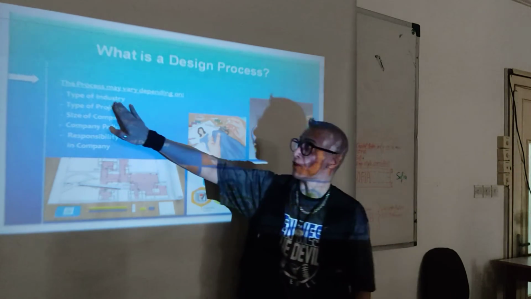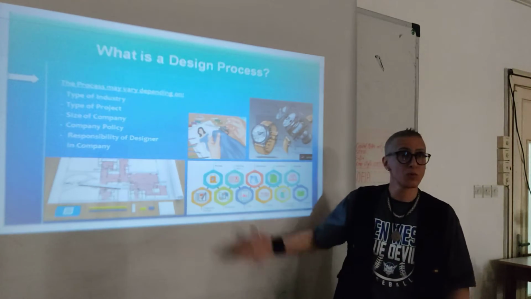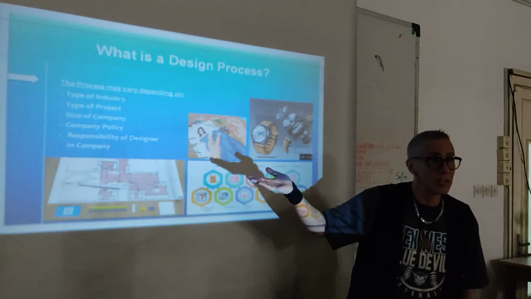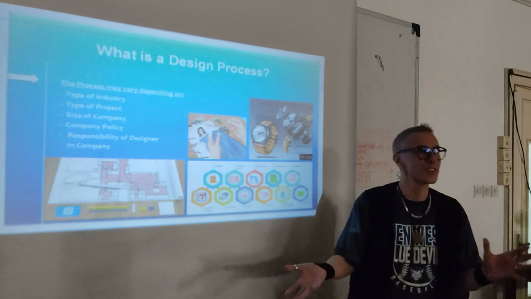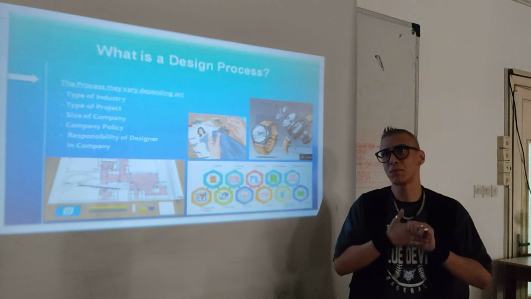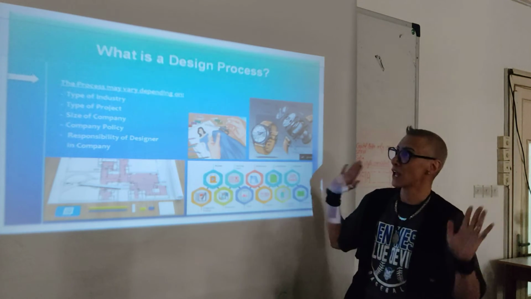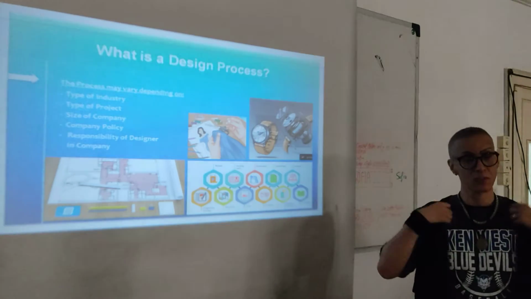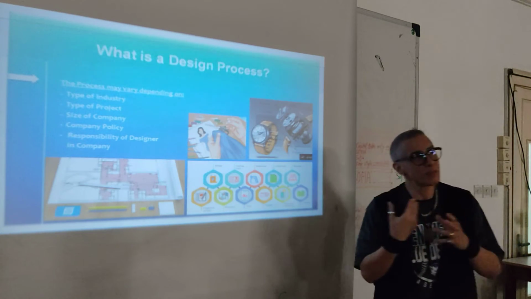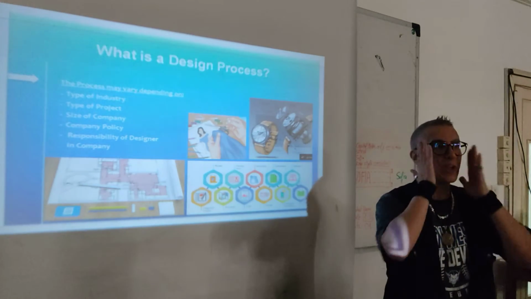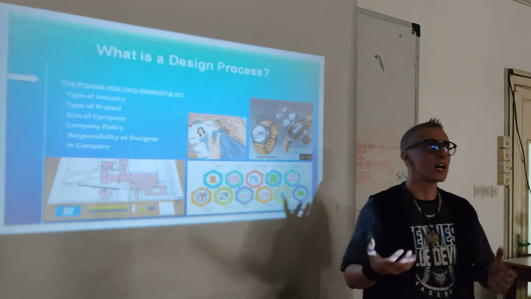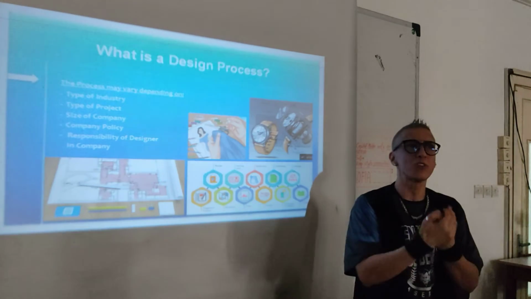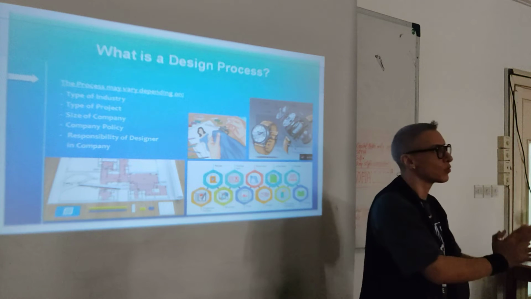Now also, the type of industry affects what kind of process we will select, the one that most suits. The type of project, we also explained that different projects have different processes. You cannot apply the same process to every type of project. Now, the size of the company and company policy. We already explained before that there are different company sizes, small and large ones, and when we explained about the hierarchy and the company policy, the rules inside, it can be very different from one company to another.